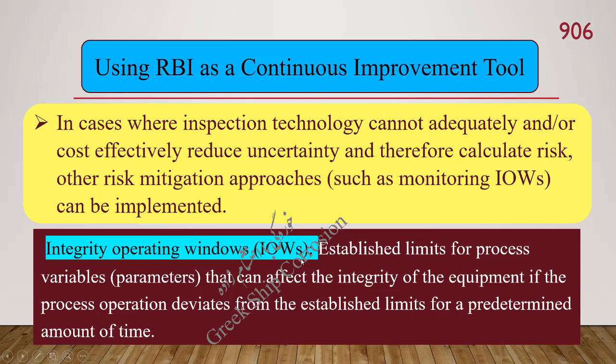Integrity operating windows, or IOWs, are established limits for process variables or parameters that can affect the integrity of the equipment if the process operation deviates from the established limits for a predetermined amount of time.